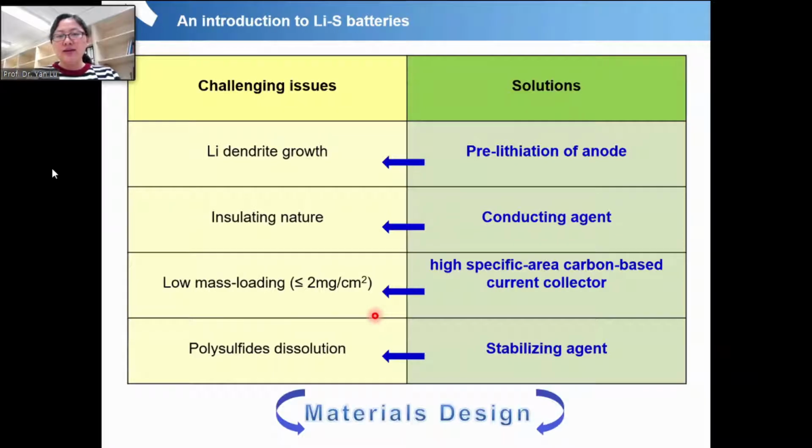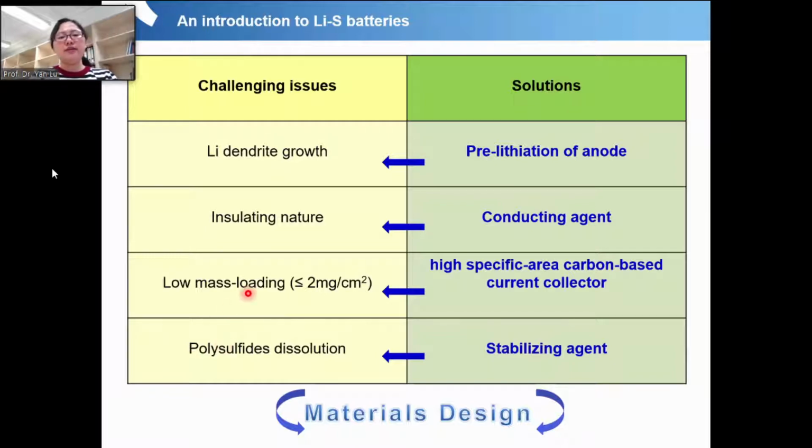And of course, when there's a challenge, there are also possible methods to solve the problem. For the lithium dendrite growth, nowadays the researchers mainly focus on pre-lithiation of the anode or protecting the anode with a thin layer to prevent the growth of the lithium dendrites. And considering the isolating nature of sulfur, you can use a conducting agent as a host material, normally carbon, as the host material for sulfur.